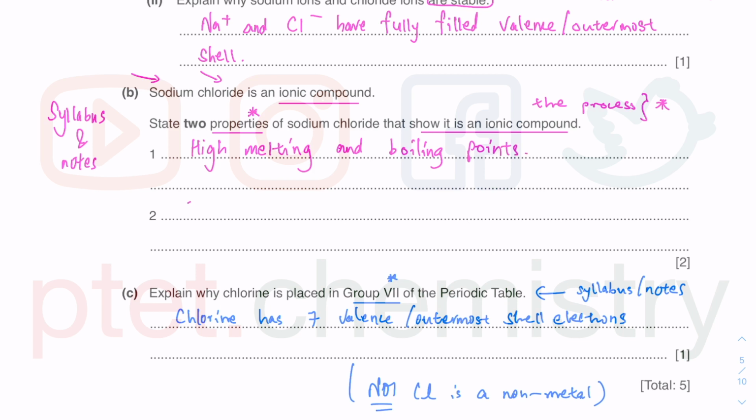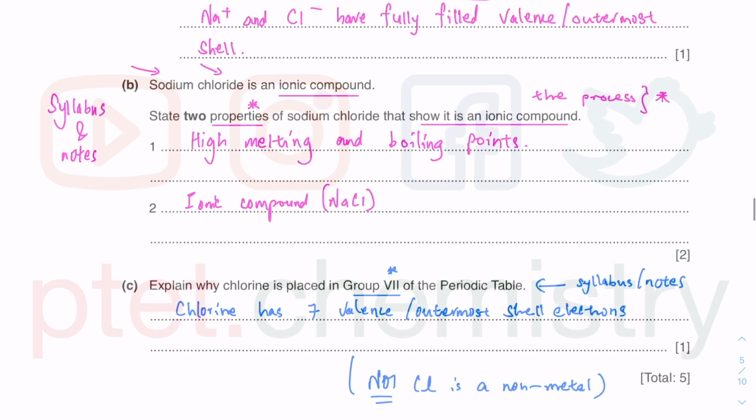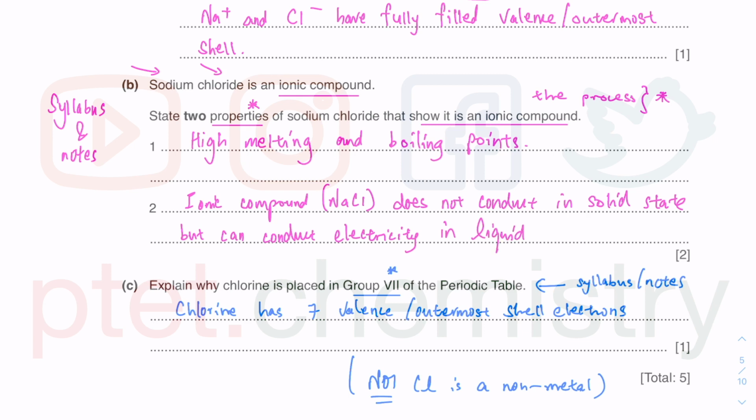So ionic compound, or in this case sodium chloride, NaCl, the formula of which is stated in the syllabus as something you've got to know, because you have one Na plus as a result of one Cl minus. So ionic compound NaCl does not conduct in the solid state. So solid ionic compounds do not conduct, but it can conduct electricity. We are talking about electricity in the liquid, meaning molten, or aqueous, meaning dissolved in water.